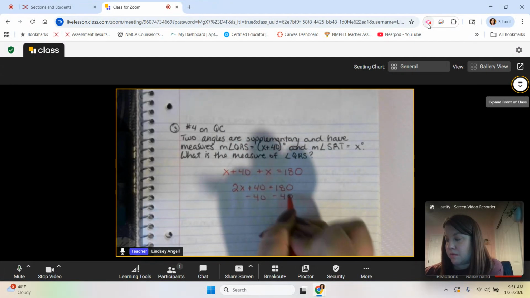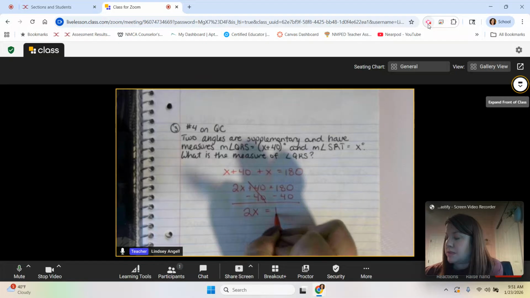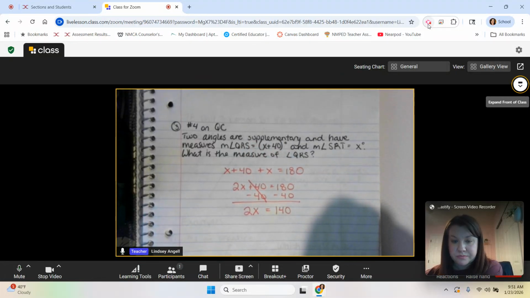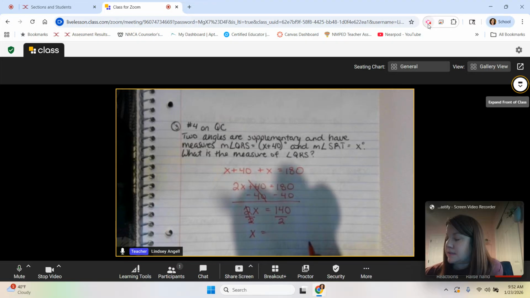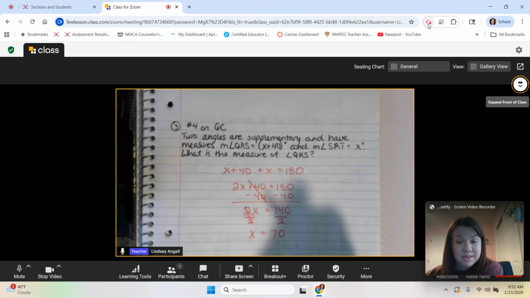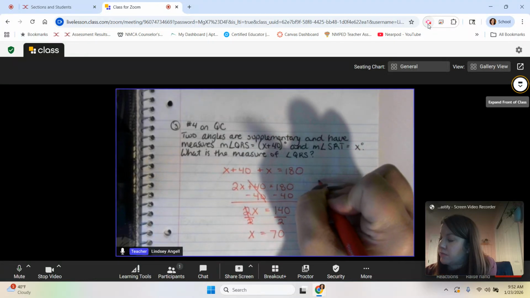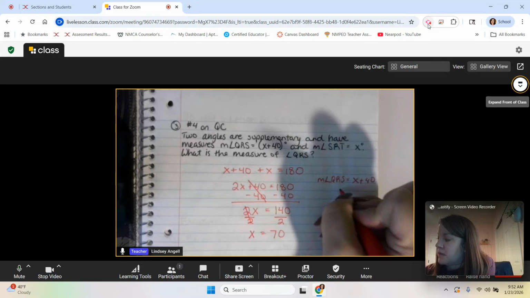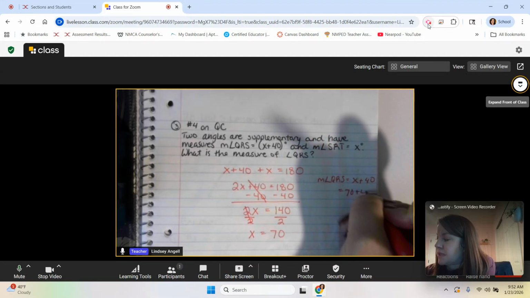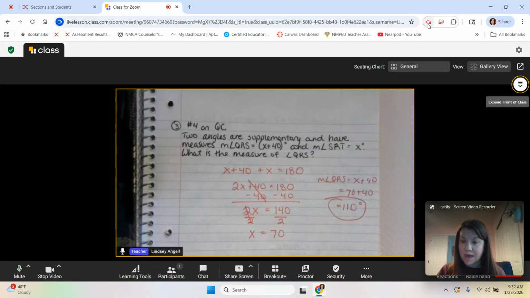Subtract 40 from both sides. They'll cancel on the left, and we have 2x equals 140. And then divide both sides by 2. X is equal to 70. Okay? But again, that's not our final answer. We want to know the measure of QRS. Well, measure of QRS is equal to x plus 40. Well, x is equal to 70, so 70 plus 40 gives us 110 degrees. So that would be your final answer.